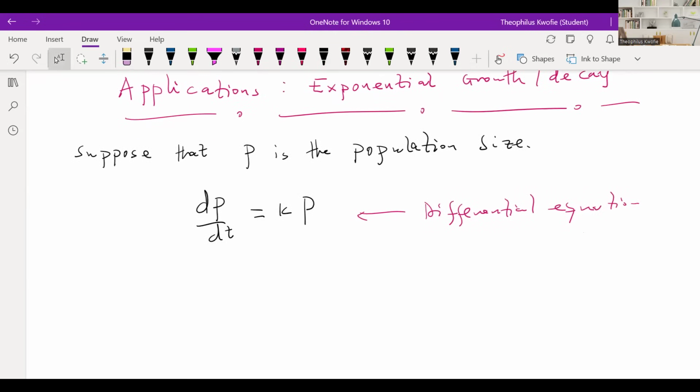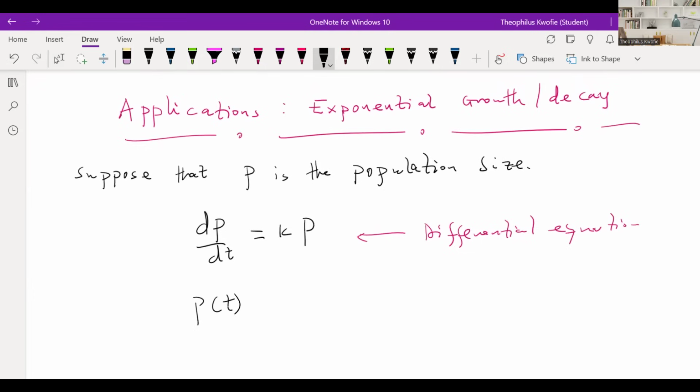The solution of this will be the population at time t equal to the initial population, so let's name it P naught, times, since we are talking of exponential, e to the power kt. At this point, I will not go through how we obtain this, but this is the general solution for P. Let me see how best we can get this, instead of just going straight to the point.